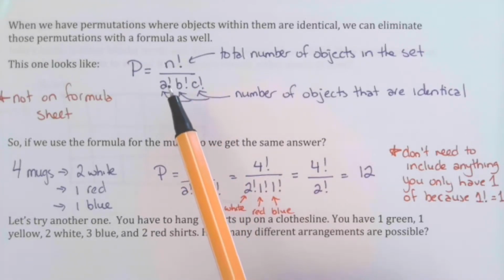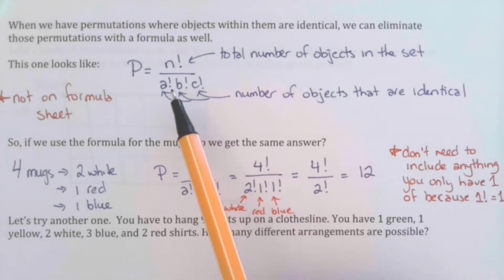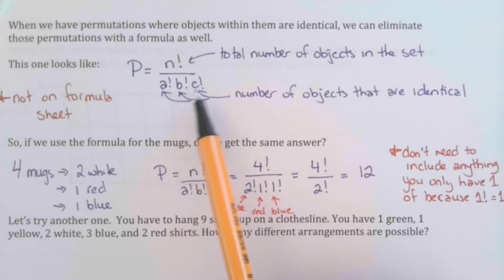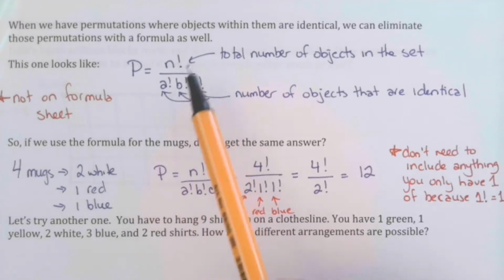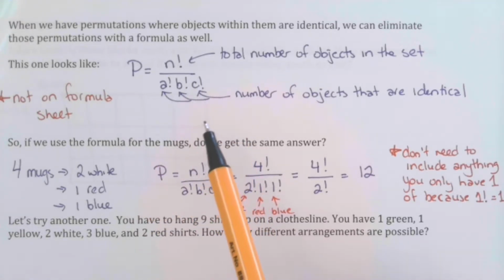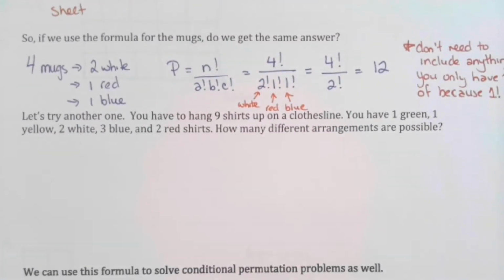So if you only had 2 different colors, you'd just do a factorial, b factorial. If you had 10 different colors, you could possibly have 10 things on the bottom. You just use as many or as few letters as you actually need. This formula is not on your formula sheet. It is something you need to memorize or remember. So in order to use this formula, we're going to get the same answer, hopefully.